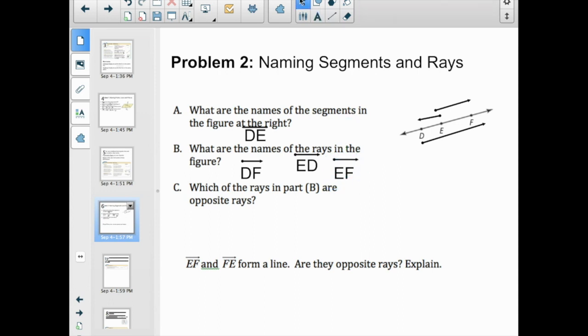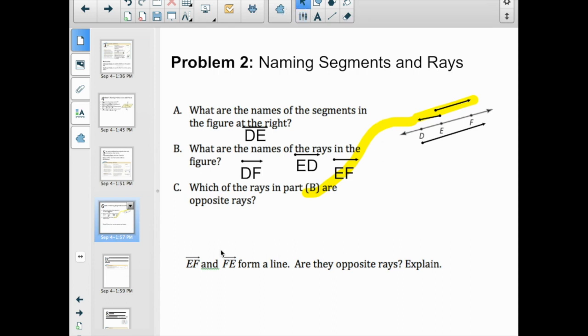What are the rays in part B or opposite rays? Well, if we look at that, I kind of already highlighted that for you if you're paying attention. Right here, you can see they have a common endpoint E. ED goes to the left, EF goes to the right. Those are your opposite rays right there.